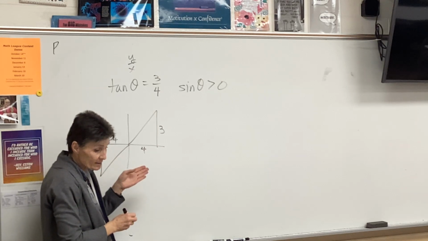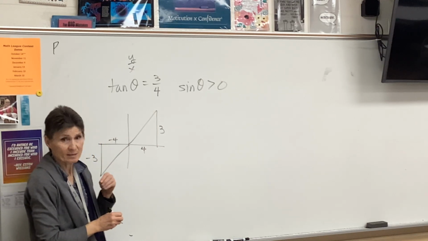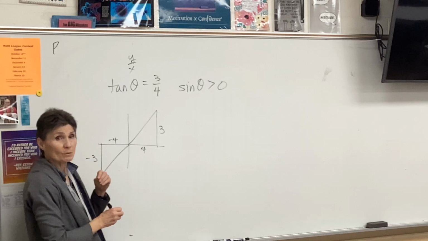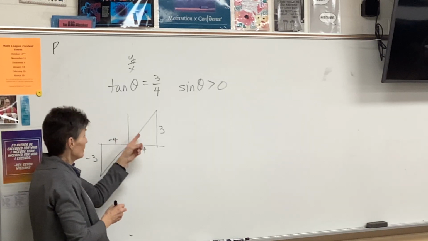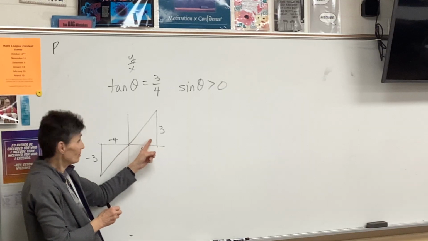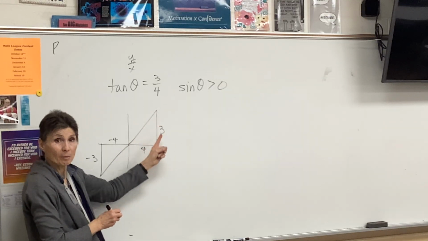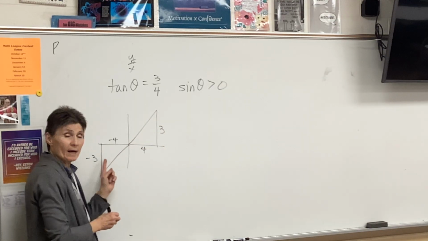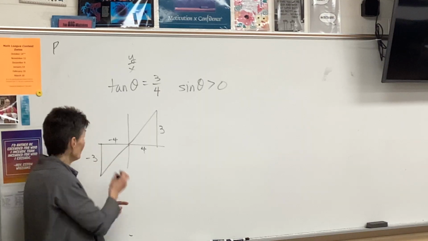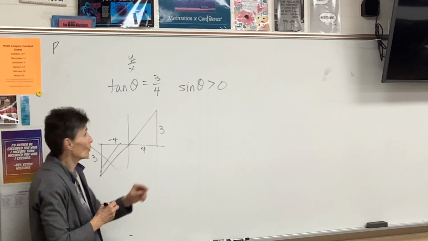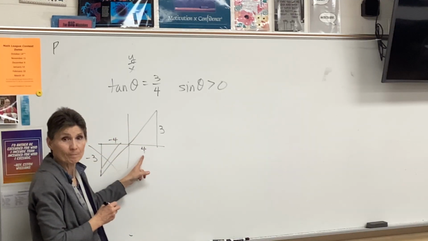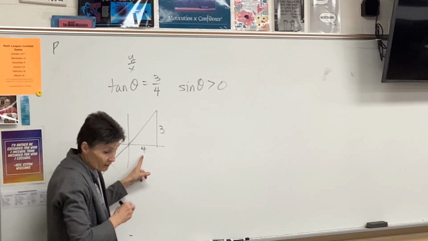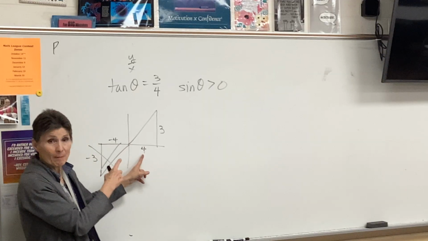Now, it says that the sine is positive. Well, remember, sine is associated with y. Is y positive here? Y opposite positive? Is y positive here? No. So that triangle isn't going to work with the second half of the problem, so therefore that's our picture. We want to know what the sine of that picture is.